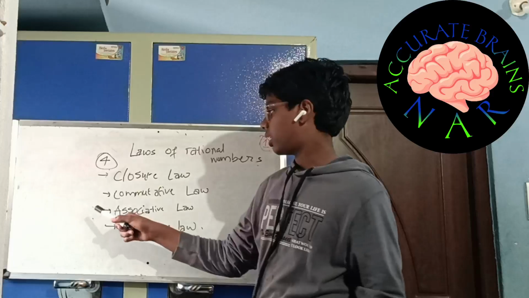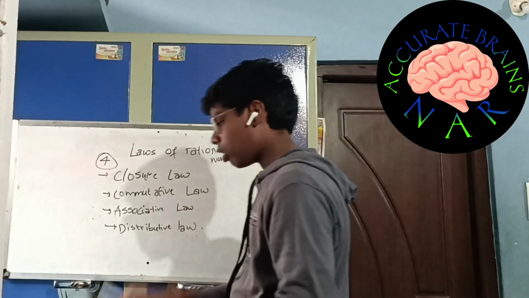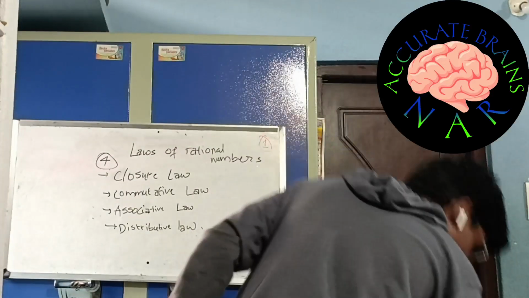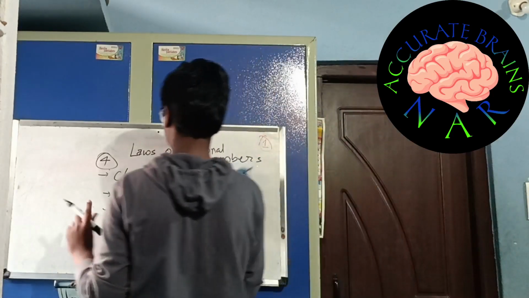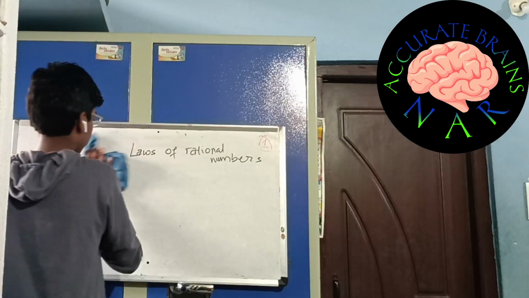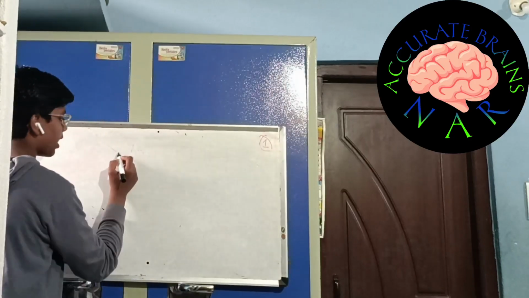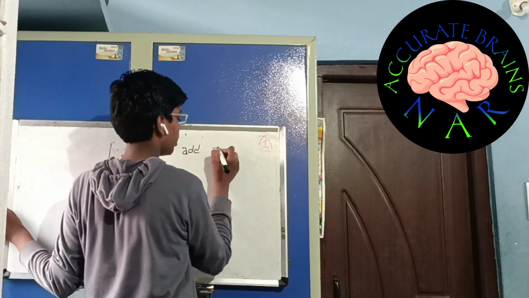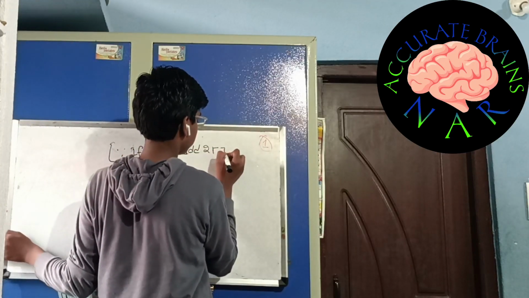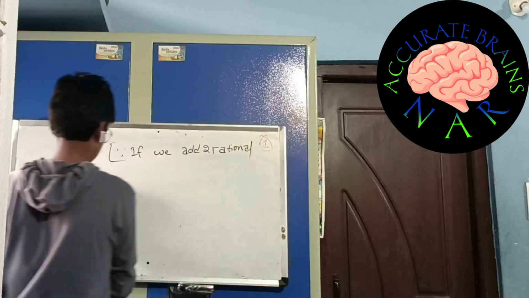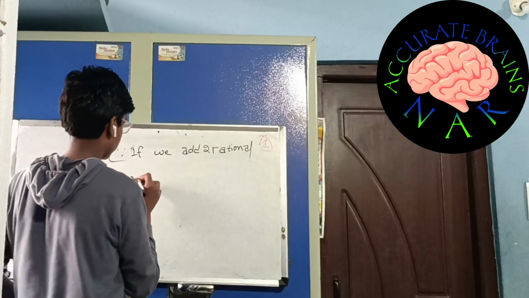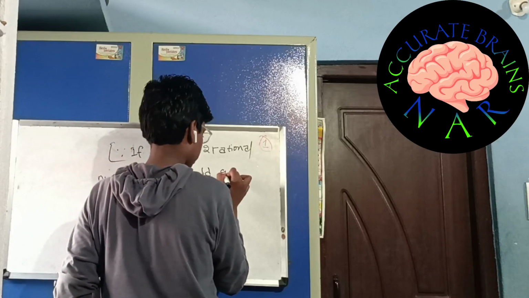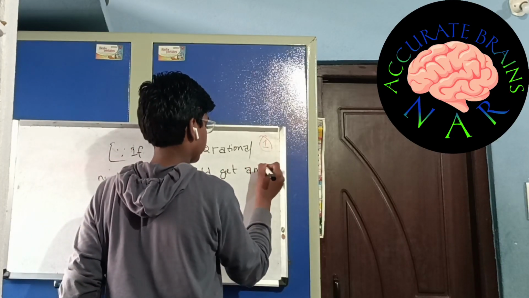As I told you, I went over commutative law before my video shut down. So if we look at the closure law, closure law is nothing but, if we add two rational numbers, we should get another rational number.